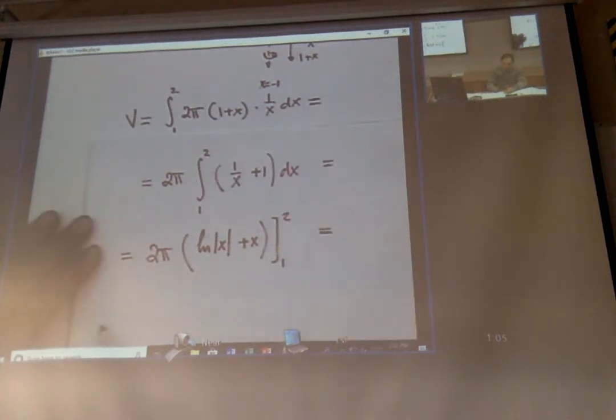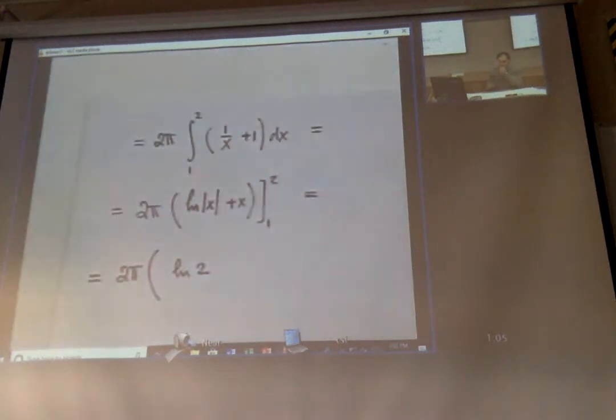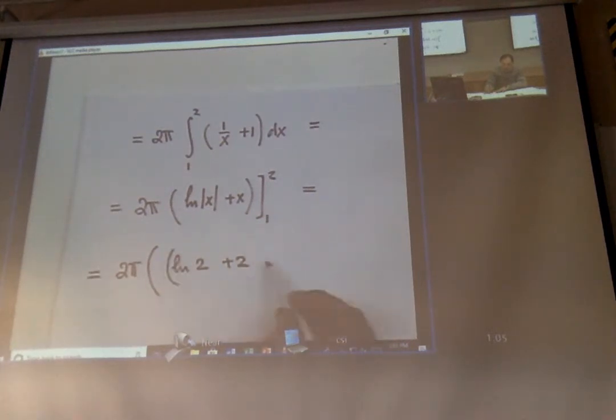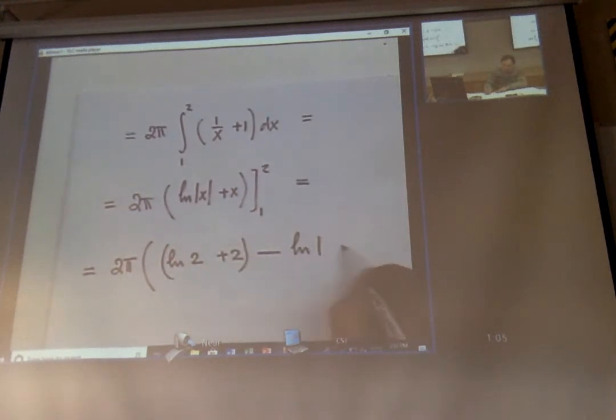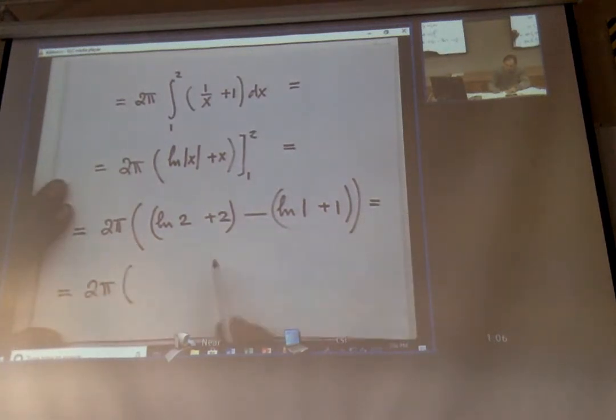So this is what I'm going to do. I'm going to put 2 pi outside, and everything else I will be working inside. So natural log of 2, you can drop the absolute value here, because 2 is positive. Natural log of 2, plus 2. So that's the substitution of 2 inside. Maybe you can put one set of parentheses extra. Minus, and then we're substituting 1. So you get natural log of 1 plus 1, and this is how it looks. Do you understand? And then we get 2 pi, and we have here natural log of 2.